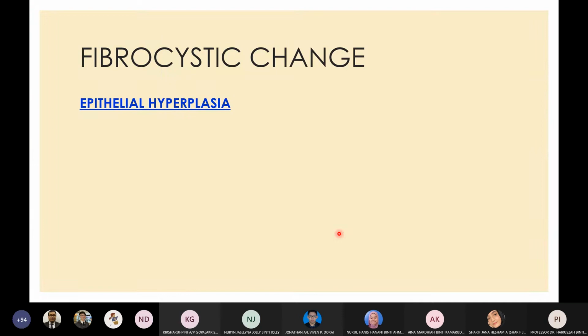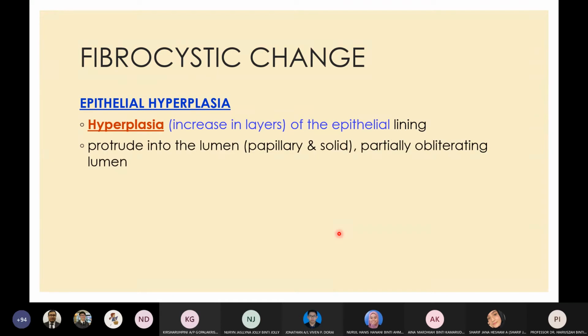Okay, this is the feature that I said you all must look out for: the presence of epithelial hyperplasia. It simply means those glands that I showed you proliferating are lined by cells which are multi-layered, so much so that they protrude, fill up the lumen and obliterate the lumen. I'll show you a picture in a while.